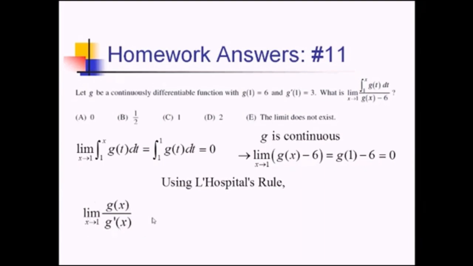Now, since this function is continuous and its derivative is also continuous, taking the limit as x approaches 1 of these things is equivalent to just plugging 1 into these functions. Again, the function value and the limit match up because we have this continuity. So we're just doing g of 1 over g prime of 1. Well, g of 1 is 6, g prime of 1 is 3, so that gives us 2, which is answer choice D.